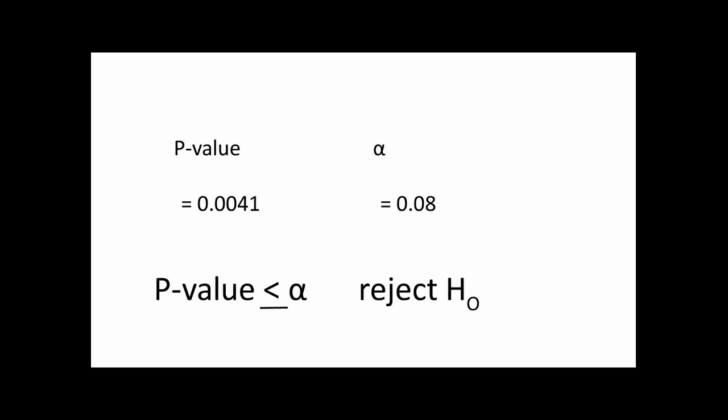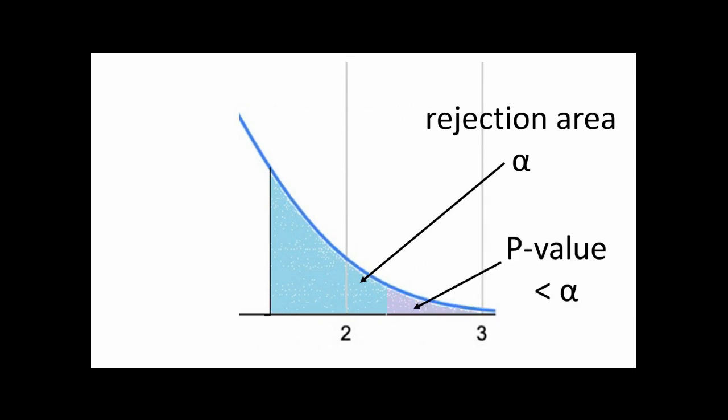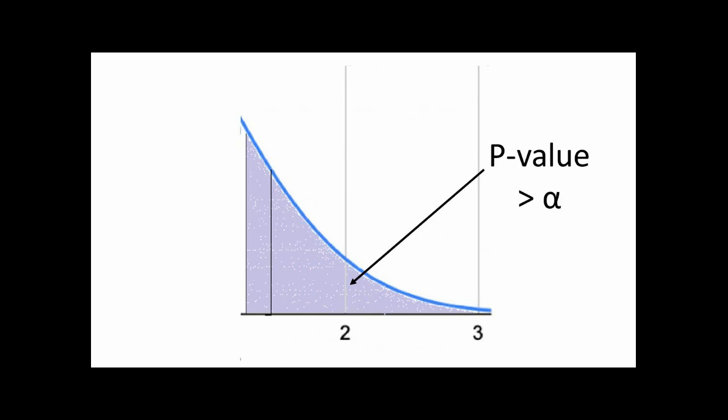Why does this work? If we have a one-tailed test, then the rejection area in the tail is just alpha. If the p-value is smaller than alpha, then it fits completely inside the rejection area, and therefore we must reject H0. If the p-value is greater than alpha, then the z-score of the test statistic falls outside where the critical value is, and we then, again, would fail to reject H0.